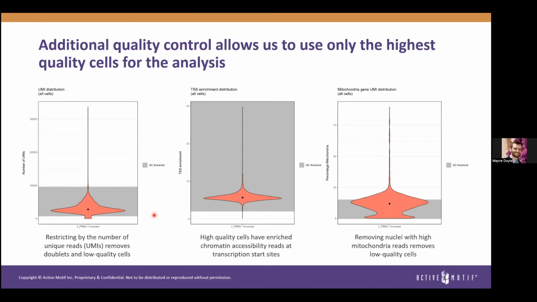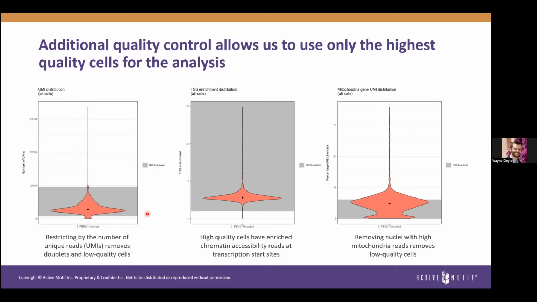So there's a couple things that we're looking at on this plot. The first is the number of unique molecular identifiers. This is just the number of unique reads that came from the gene expression data set. The reason that we look at this is that during the wet lab procedure, a single nucleus is added to the droplet of oil that enables us to amplify up the mRNA molecules and the chromatin accessibility data.